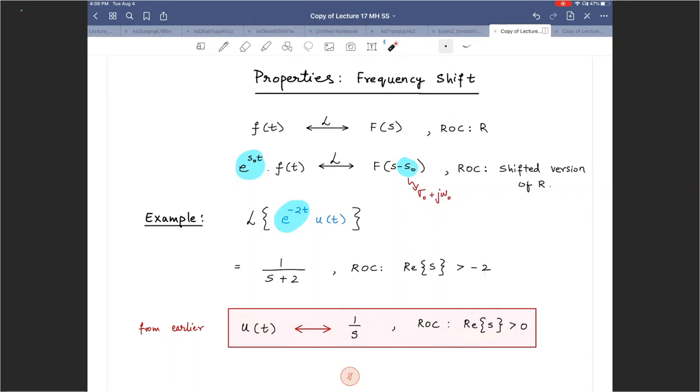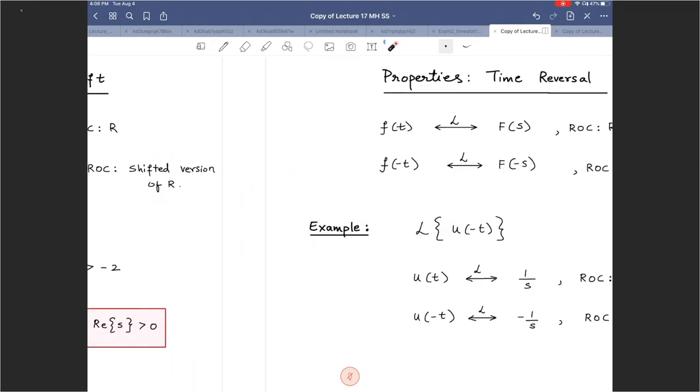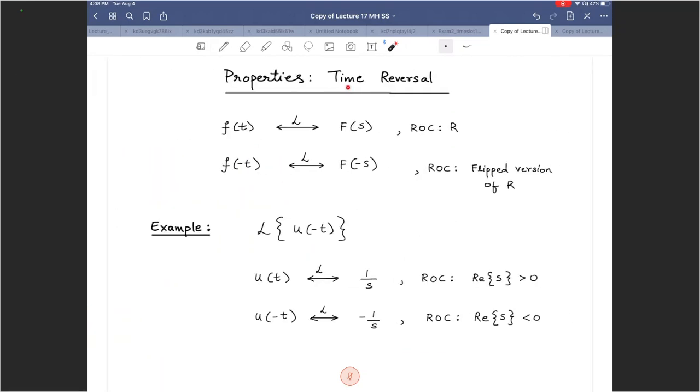So that's your frequency shift property. Shift by s sub 0 in the s domain, multiply by e to the s sub 0 t in the time domain. ROC also gets shifted. The next property that we are going to look at is the time reversal property. So what happens in the Laplace domain when you flip the signal about the time, about the vertical axis?